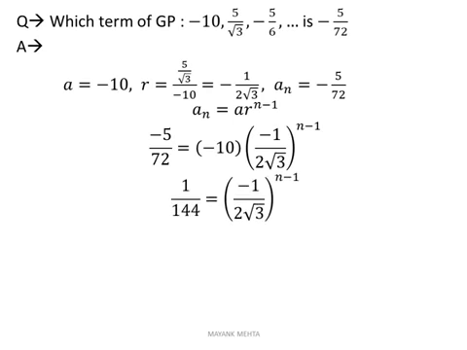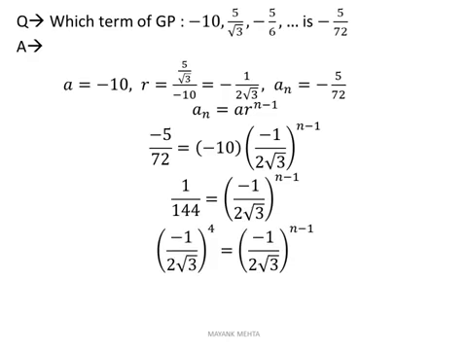We will simplify it. So minus minus sign will be cut, and on the left hand side, it will be 1 upon 144. And on the right hand side, you will get minus 1 upon 2 root 3 raised to n minus 1. So 1 upon 144. If you factorize 144 and simplify in the form of root 3 and 2, then you will find that 144 is equal to 2 raised to 4 into root 3 raised to 4. And you know that minus raised to 4 is plus 1. So 1 upon 144 we can write as minus 1 upon 2 root 3 raised to 4. So on both sides, LHS and RHS, the base should be equal. So we can equate the power. So n minus 1 is equal to 4, so n is equal to 5. So the given term is the fifth term of GP.